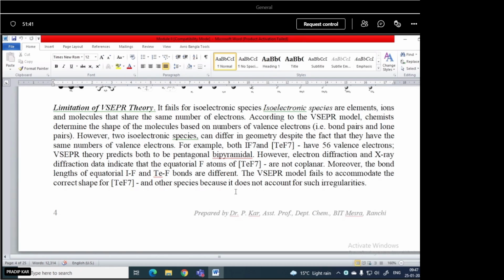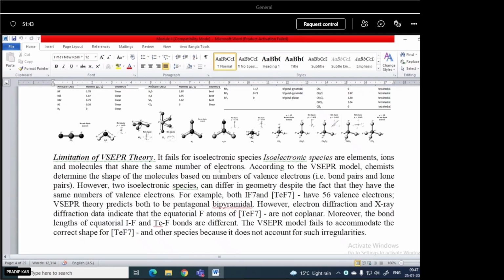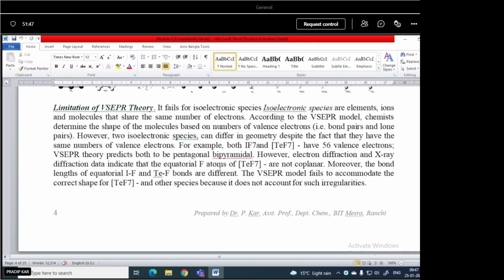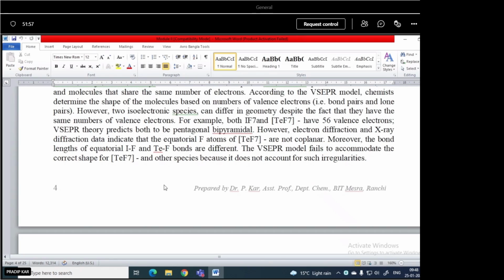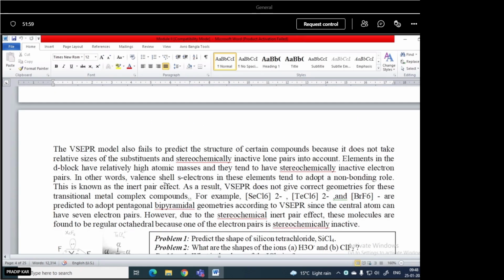Here is the example considering IF7 and TeF7 minus. Okay. So the correct shape of TeF7 minus is not explained, although it is isoelectronic with IF7. Okay.